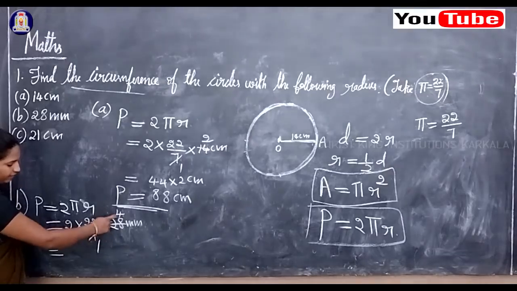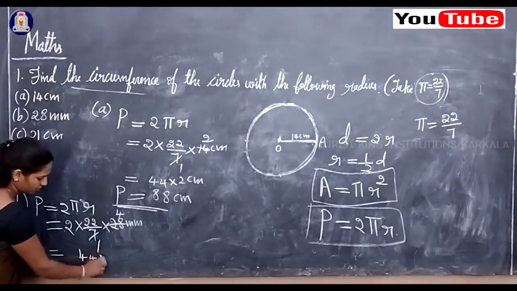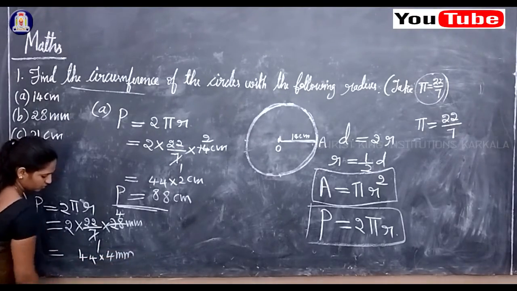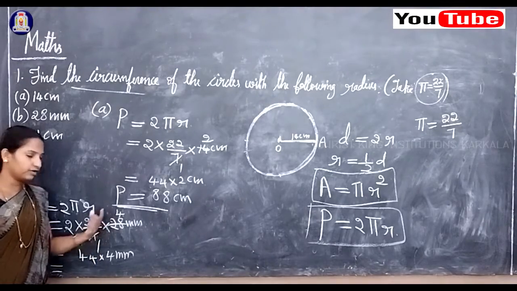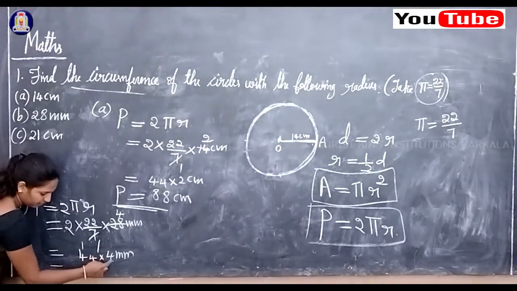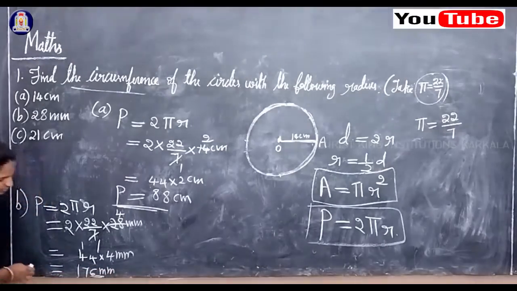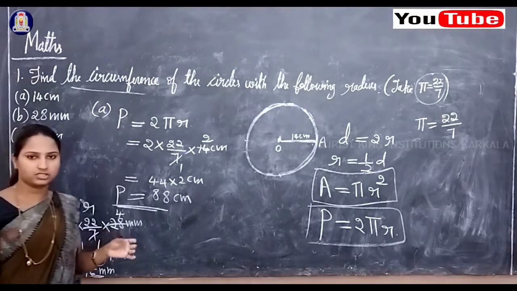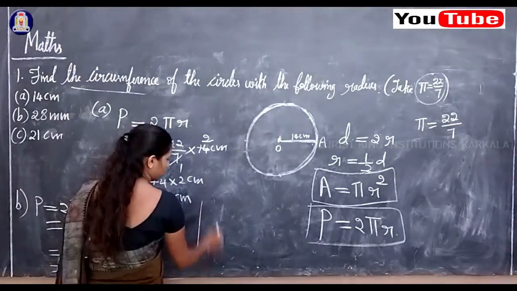So now you multiply 4 into 22 into 2. 2 into 22, 44 into 4. So now if I multiply this, 4 4s are 16, 1 remaining, 4 4s are 16, 16 plus 1, 17. Clear? So that means 176 millimeter. That is the perimeter of the circle if the radius is 28 millimeter. Okay. Now the last, third one we'll solve.